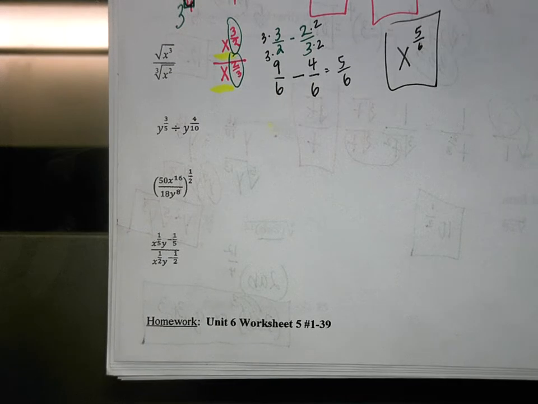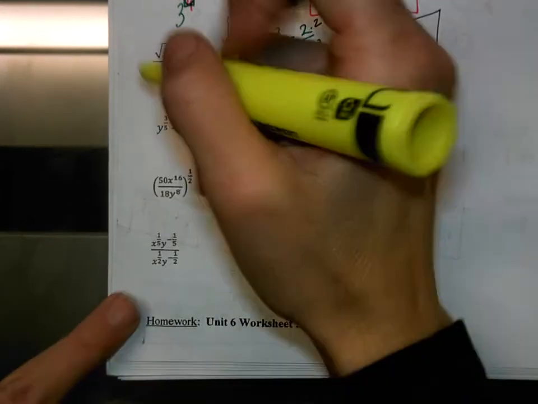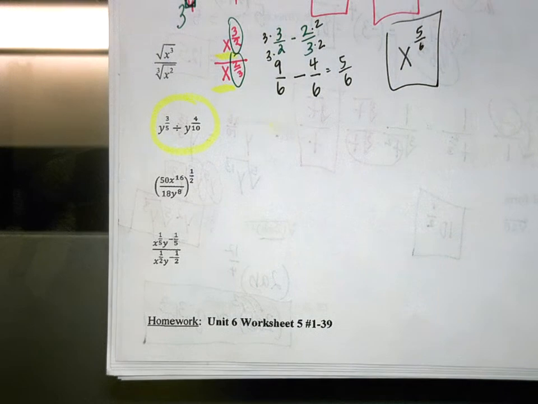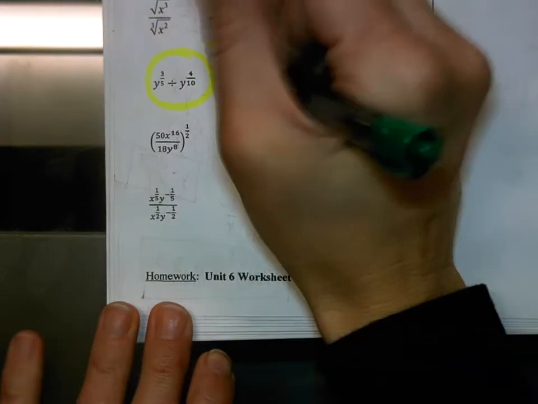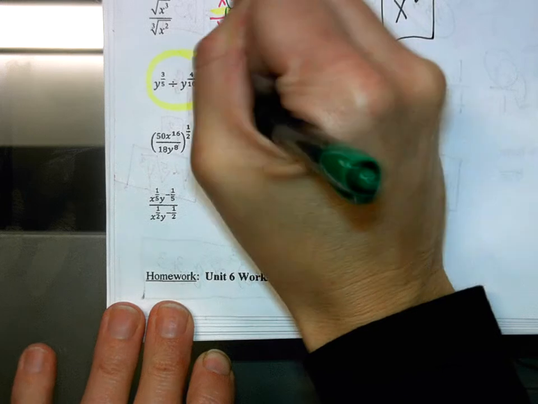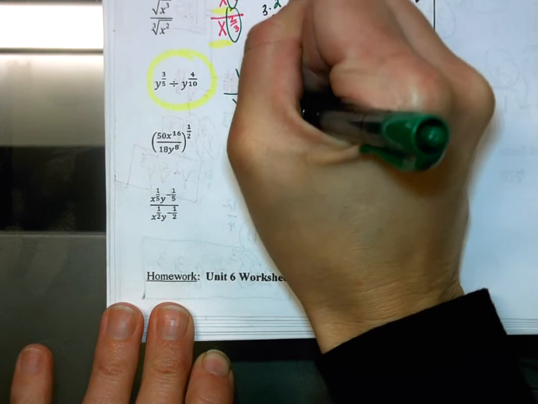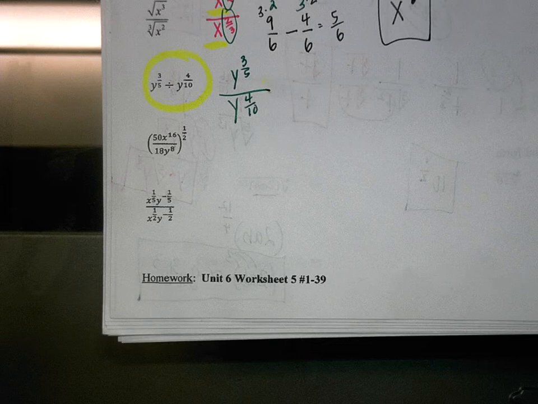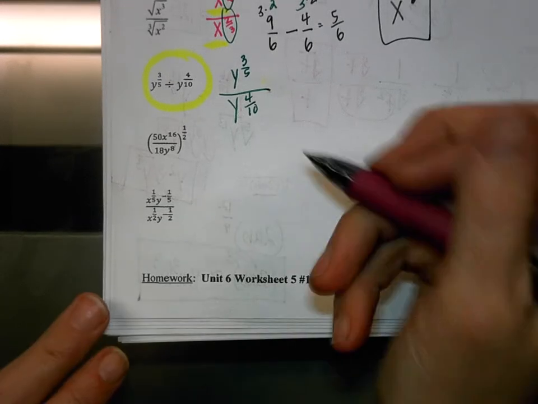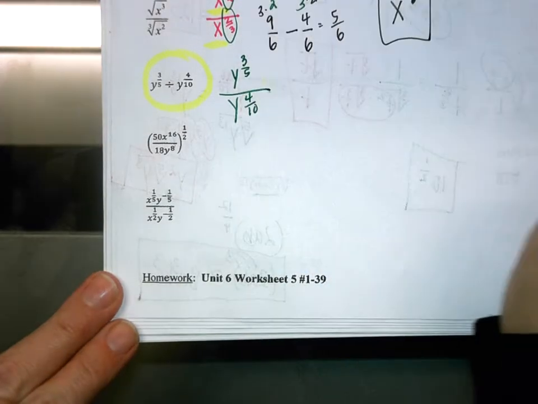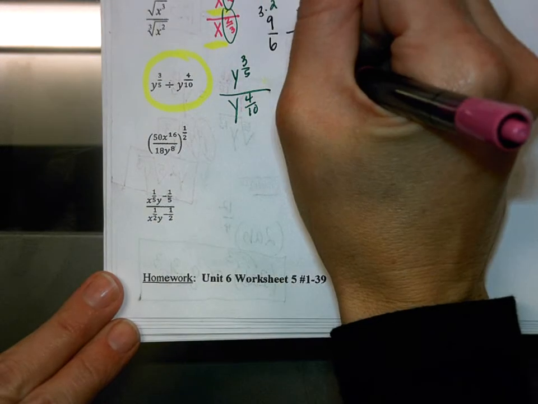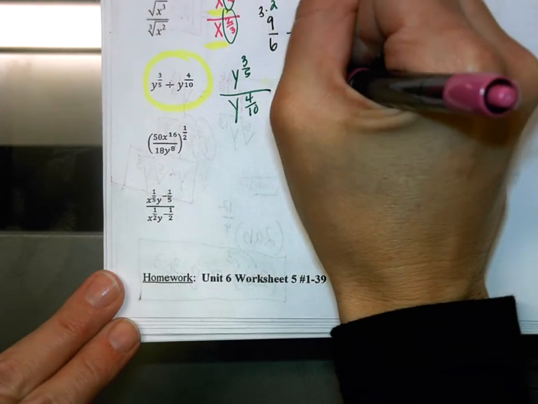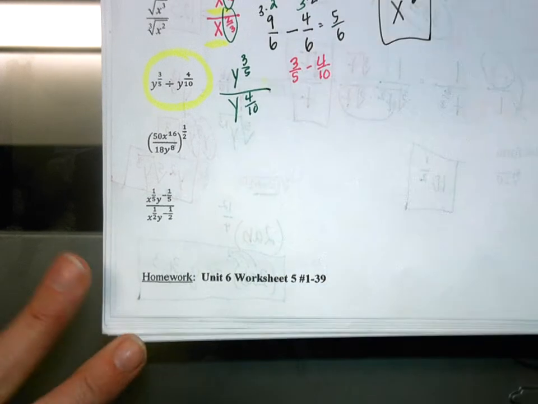Okay. The way this problem is written is the same thing as y to the 3/5 divided by y to the 4/10. Can we simplify this one? Yes. How do we do it? Same base, very good. Subtract. So we're going to subtract the exponents. All right, so 3/5 minus 4/10. What would be my common denominator? 10.